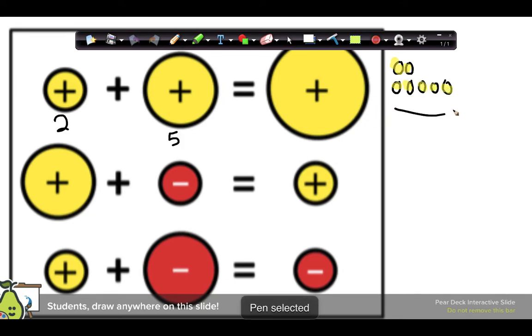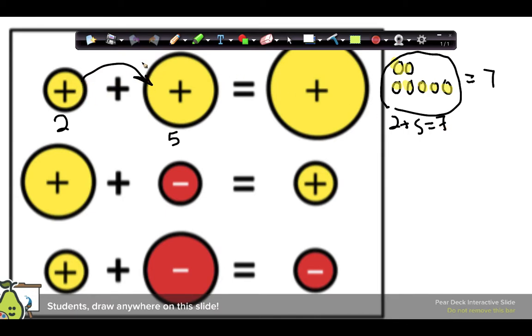So if I just circle that, that's like putting them all together, like adding them. So that's equal to 7. It's as if we're taking these two, taking this and smashing it in there and creating this bigger one. Because that's what happens when we do a positive plus more positive.